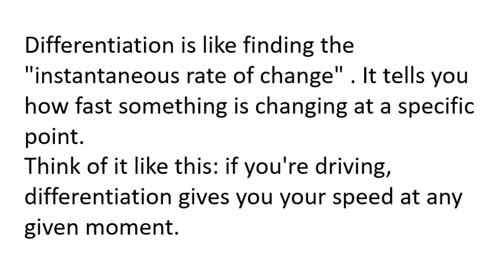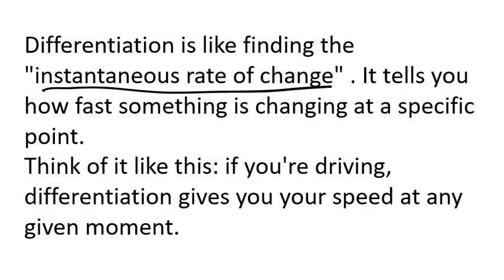So let's begin. What is differentiation? Differentiation is just finding the instantaneous, the key word is instantaneous, rate of change. It tells you how fast something is changing at a specific point. So if you have two variables and you are looking at the rate of change of one variable with respect to the other, then we are talking about differentiation. Now think of this. It is like you are driving. Differentiation gives you your speed at any given moment.